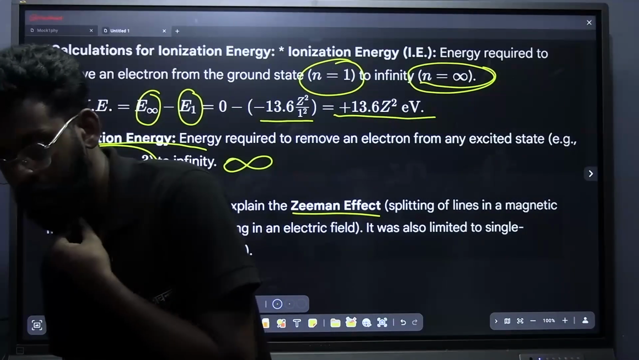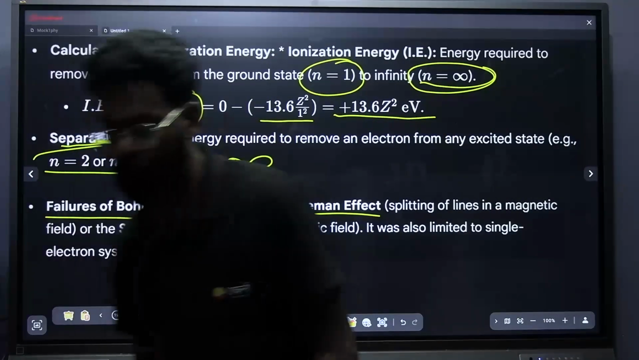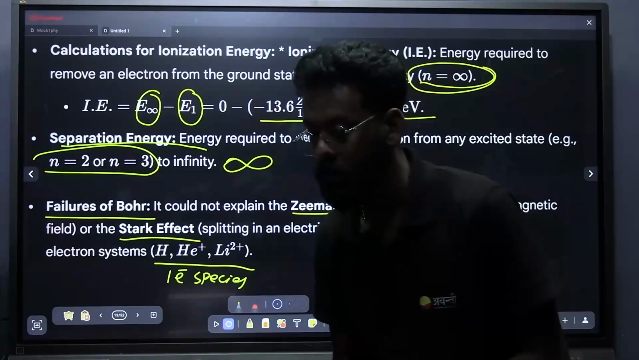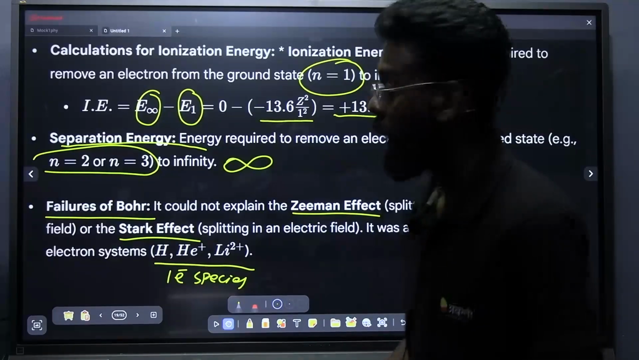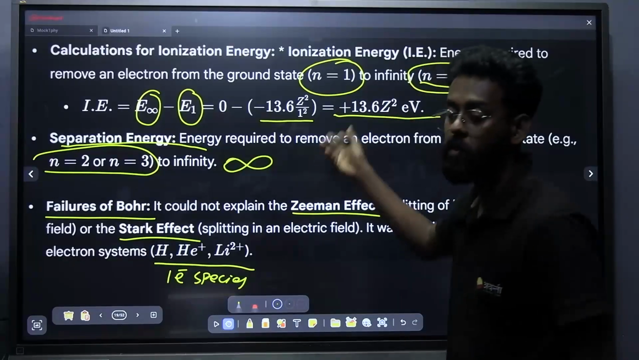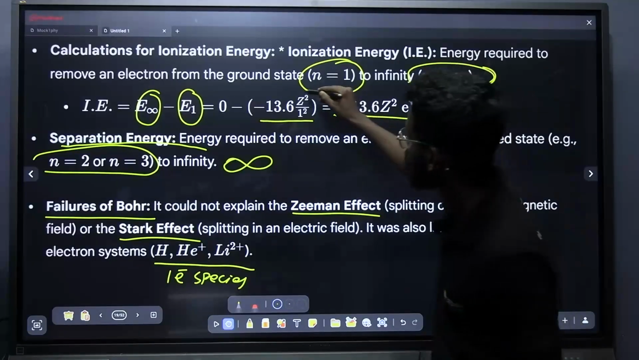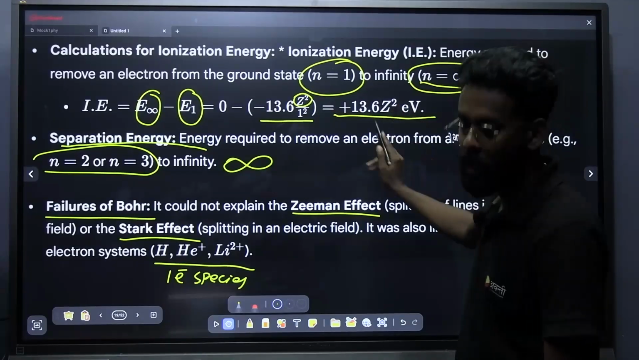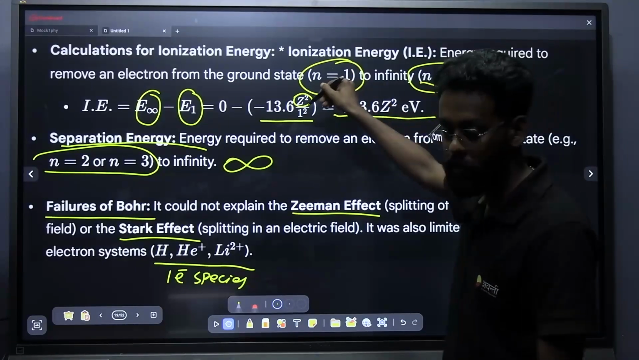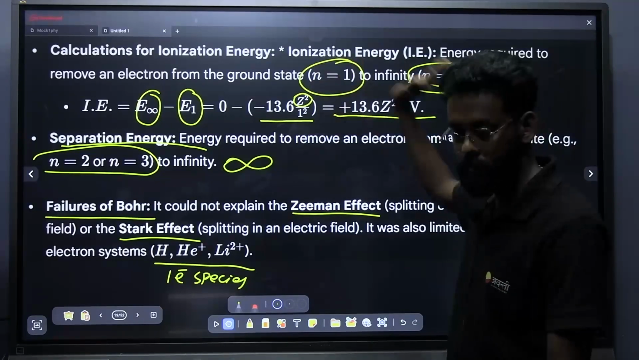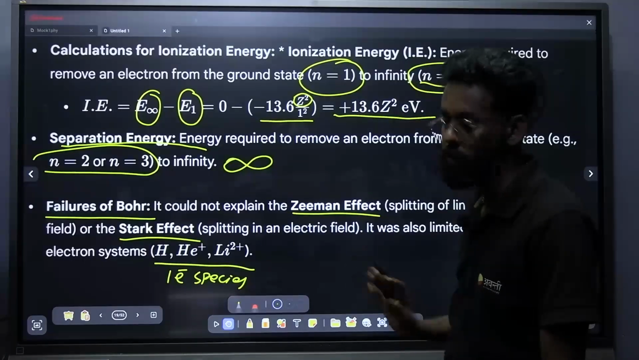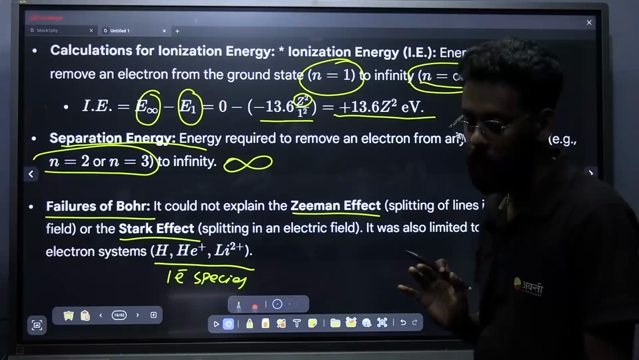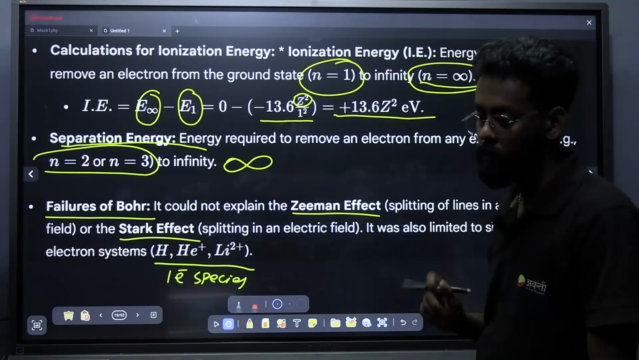Gayatri is raising the hand. What happened, Gayatri? Do you have any doubt? Sir, ionization energy will not change. Ionization energy will change depending upon the atomic number. Here you can see the atomic number is there. Z is atomic number. For hydrogen it will be 13.6, but it will be different for helium and different for lithium and for others. N1 and N2 values will be fixed there. Got it? Yes.